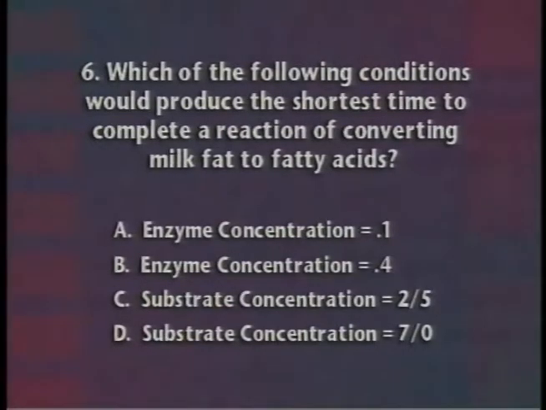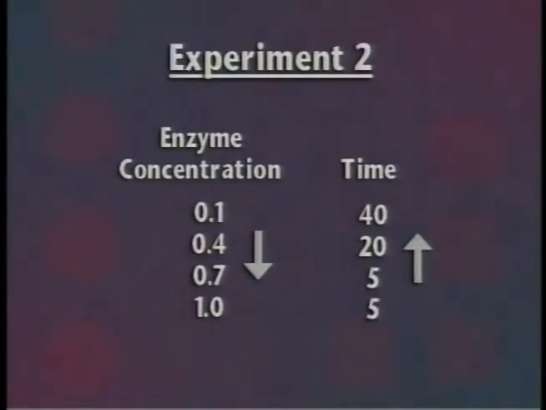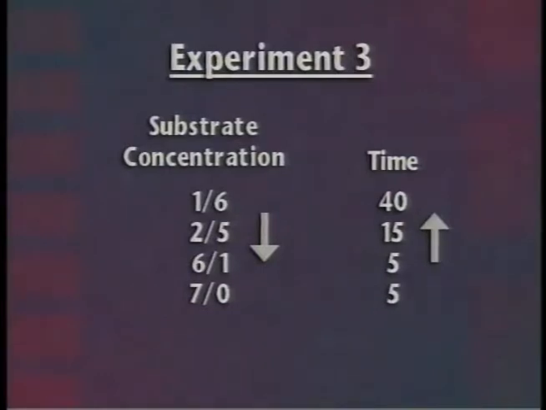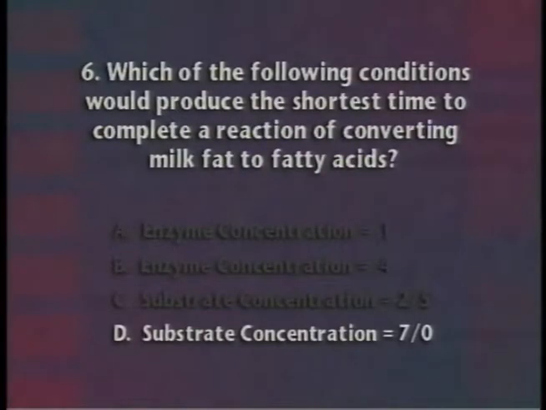Which of the following conditions would produce the shortest time to complete a reaction of converting milk fat to fatty acids? This is a direct information question. Let's look at the answers. An enzyme concentration of 0.10 from experiment 2 involves a time of 40 minutes. An enzyme concentration of 0.4 involves a time of 20 minutes. Moving to experiment 3, a substrate concentration of 2/5 involves a time of 15 minutes. And a substrate concentration of 7/0 involves 5 minutes. It looks like the shortest time to complete a reaction is answer D.